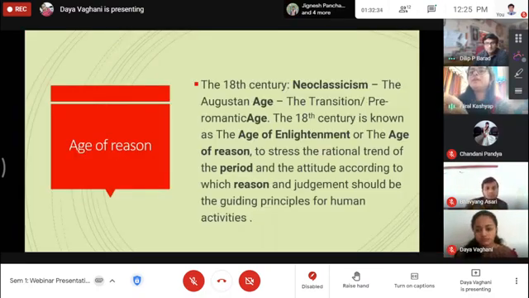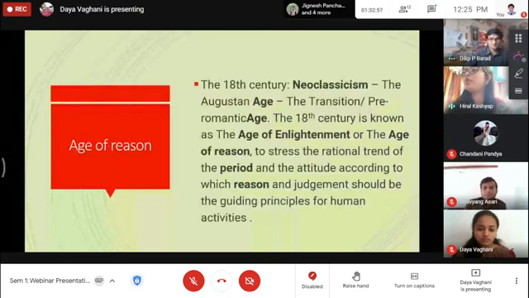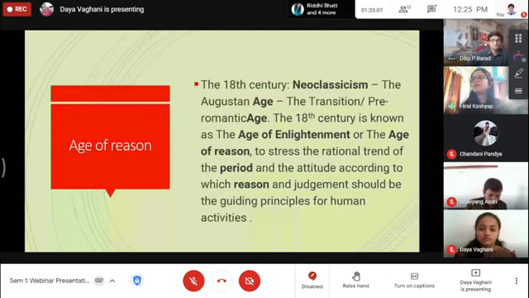Age of Reason. The 18th century, neoclassicism, the Augustan age, the transition or pre-romantic age. The 18th century is known as the age of enlightenment or the age of reason, to stress the rational trend of the period and the attitude according to which reason and judgment should be the guiding principle for human activities. Reason had traditionally been assumed to be the highest mental faculty, but in this period many thinkers considered it a sufficient guide in all areas. Both religious belief and morality were grounded on reason. Revelation and grace were de-emphasized, and morality consisted of acting rightly toward one's fellow beings on this earth.